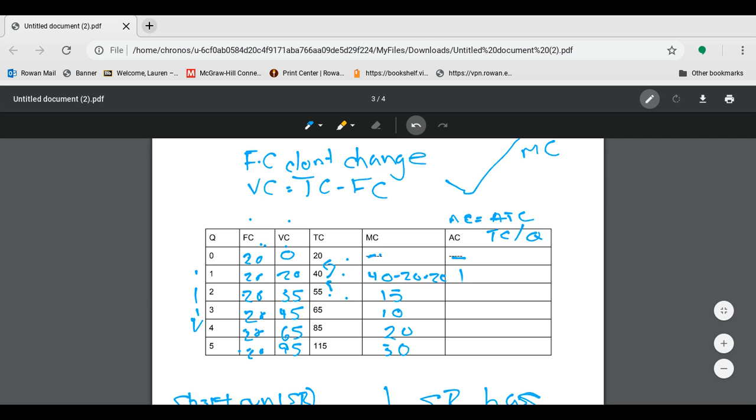So we take the total cost at 1, which was 40, and we divide by 1, the amount of output. That's easy, that's 40. The next one is 55. So costs went up, and we also are selling more. We sold 2 sundaes. We have 55 divided by 2, and that's 27.5. And then we keep going. So 65 over 3 is 21.67.